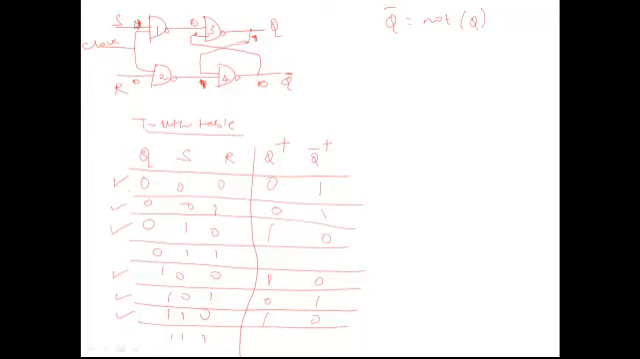S is also 1, R is also 1. What will happen? Then the output of the first NAND gate is 0, and the output of the second NAND gate will also be 0. As you know, if any one input of the NAND gate is 0, the output is 1. So here it says Q is also 1, Q bar is also 1. So this Q is 1, Q bar is 1. It is called an indeterminate state.